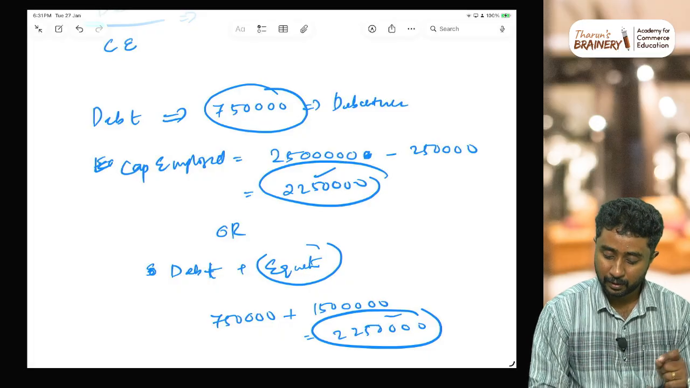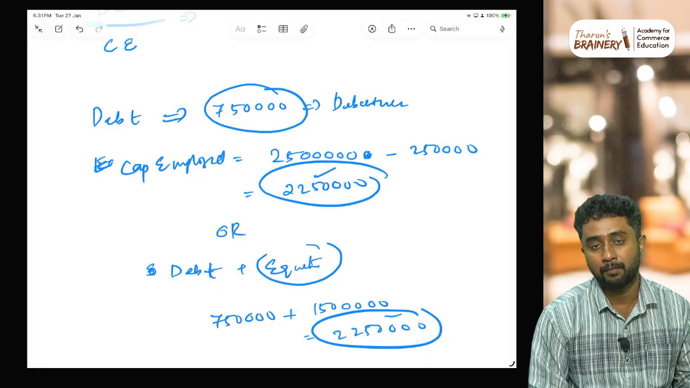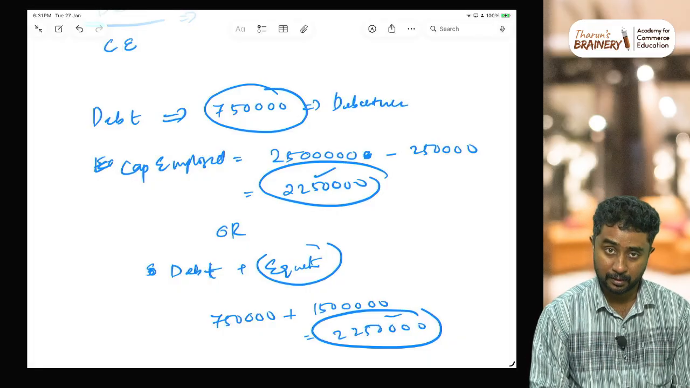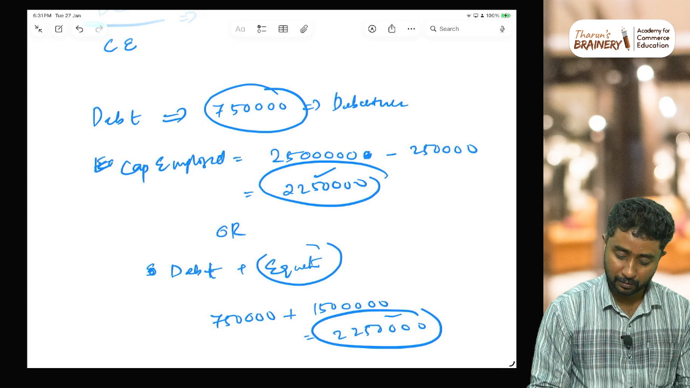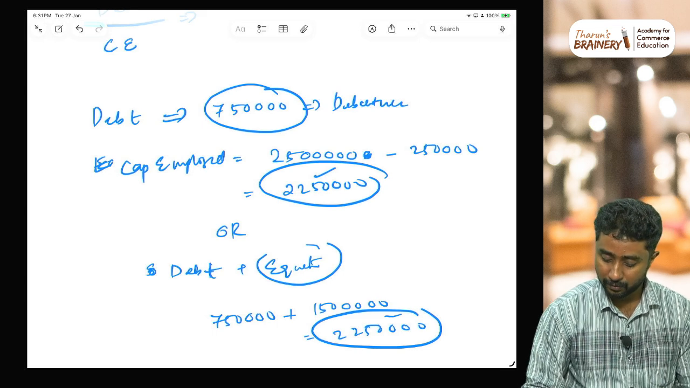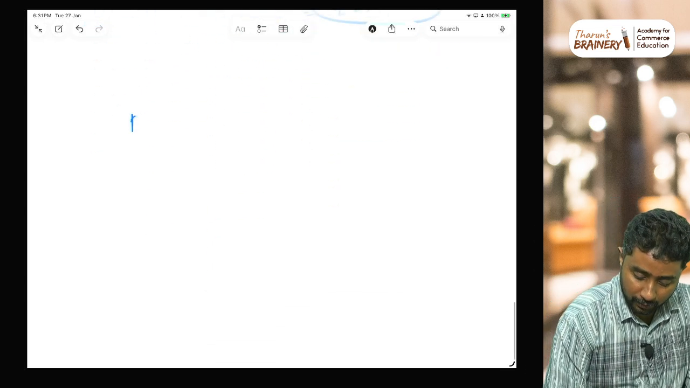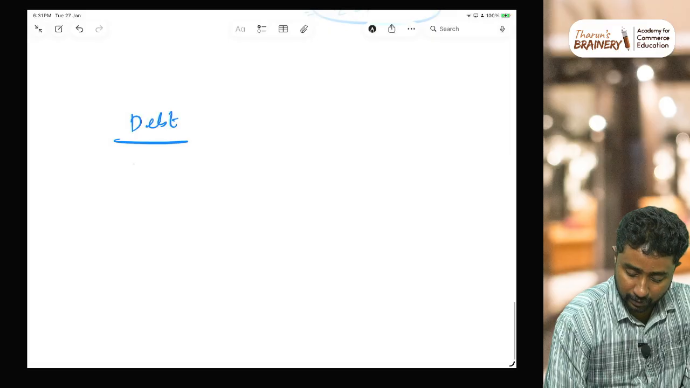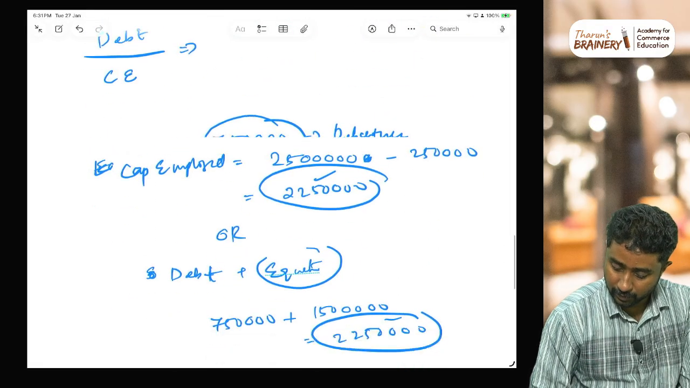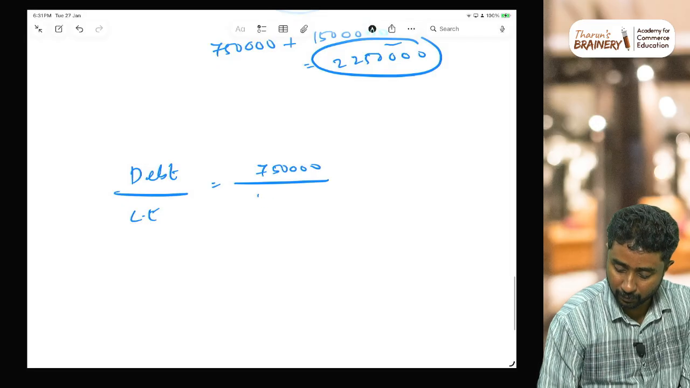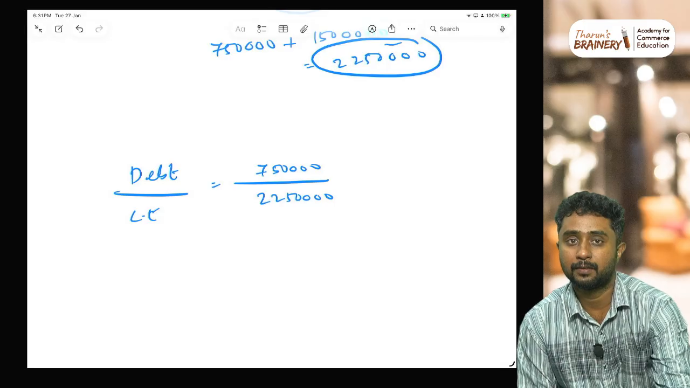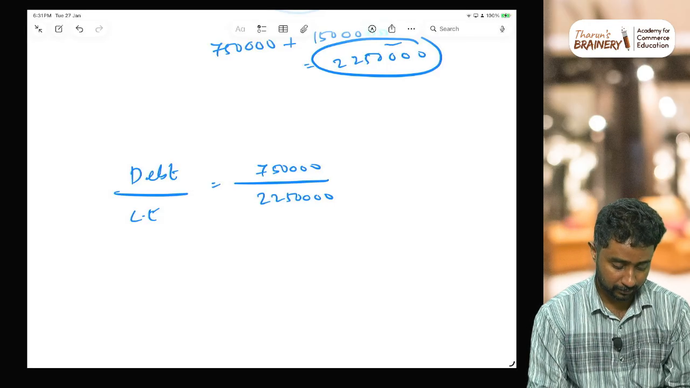One more formula: capital employed is total assets minus current liabilities. Here the current liabilities are only these, so remove them. These are the two formulas. We know the debt value and the capital employed value, so now we can substitute the values. Debt divided by capital employed: debt means 7,50,000 divided by 22 lakhs 50,000.